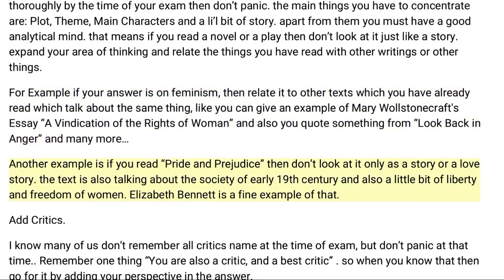Another example is if you read Pride and Prejudice, then don't look at it only as a story or a love story. The text is also talking about the society of early 19th century and also a little bit of liberty and freedom of women. Elizabeth Bennet is a fine example of that.